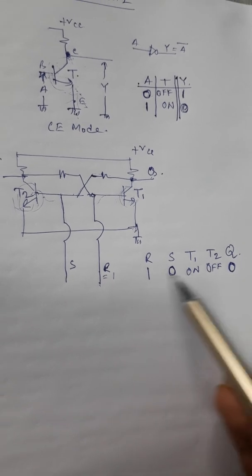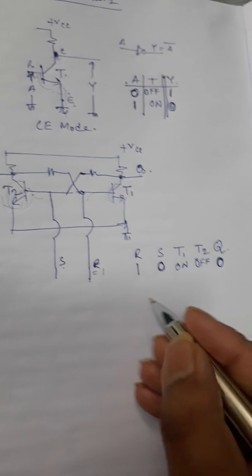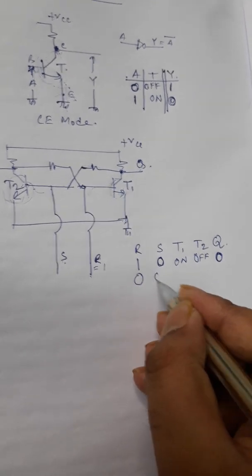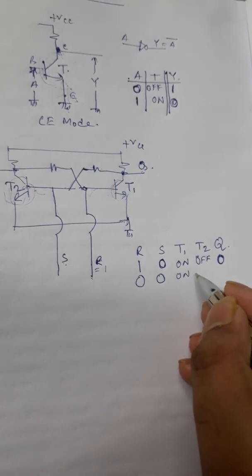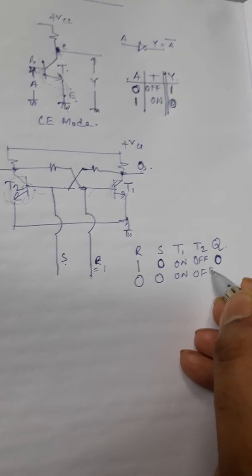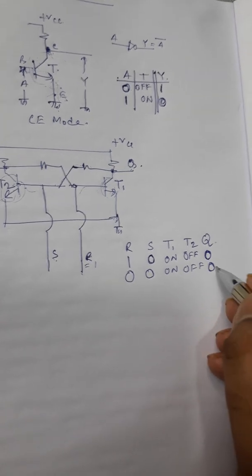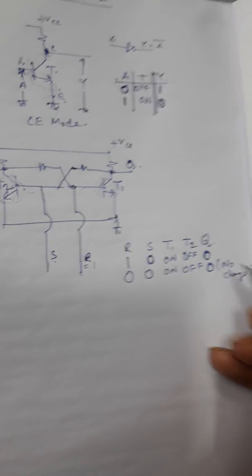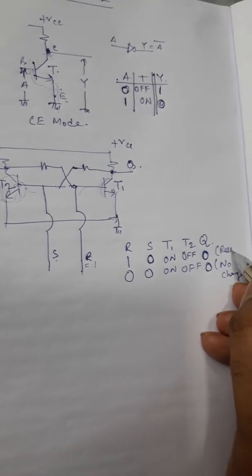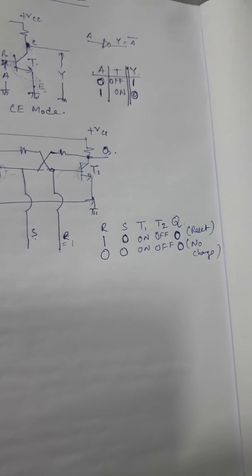only, right? So right now these two inputs are not required. Even if we make these two inputs 0, the same condition will prevail. T1 will be on, T2 will be off, and the output will be 0. This is known as no change. If the output is 0, this is known as reset.